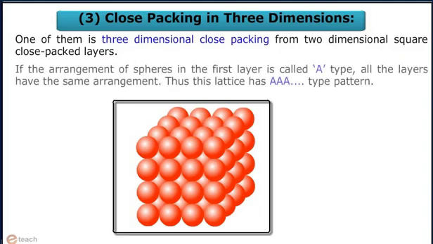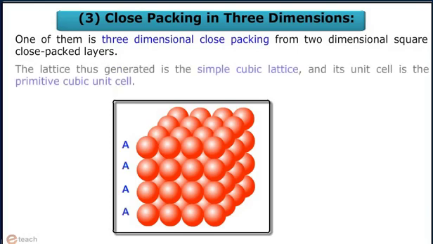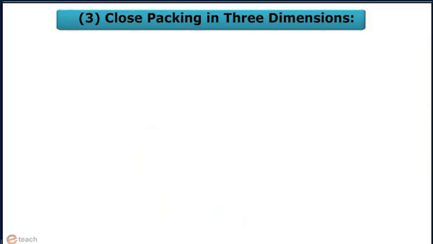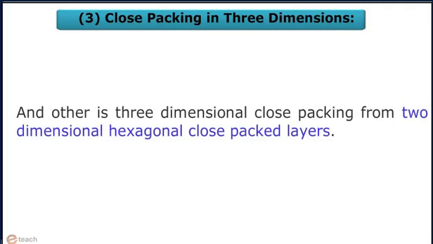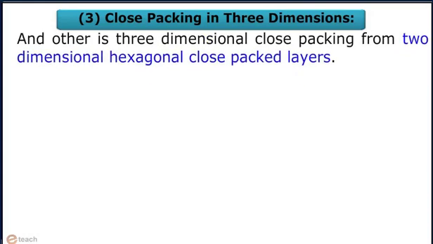If the arrangement of spheres in the first layer is called A-type, all the layers have the same arrangement. Thus, this lattice has an AAA type pattern. The lattice thus generated is a simple cubic lattice and its unit cell is a primitive cubic unit cell. The other is 3-dimensional close packing from 2-dimensional hexagonal close-packed layers, placing the second layer over the first layer.